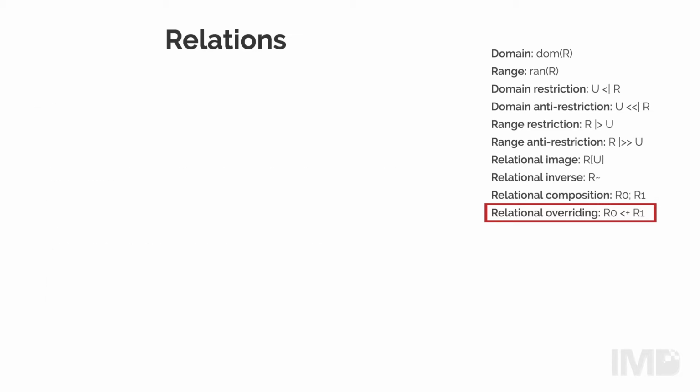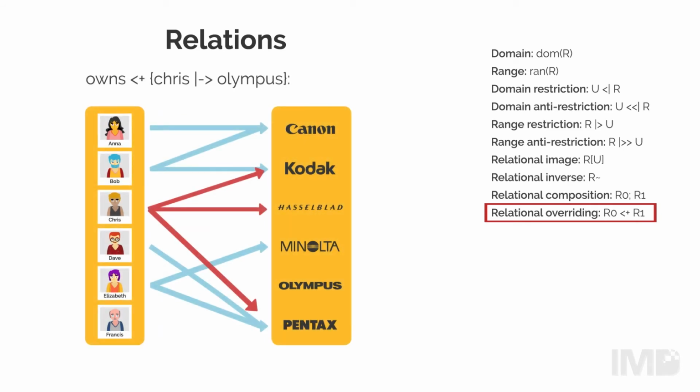In our example, if we have the relational overriding of the pair Chris Olympus on the original relation ons, we have now that Chris is related only to Olympus. We are now able to go back to the questions we have made at the beginning of the lecture.